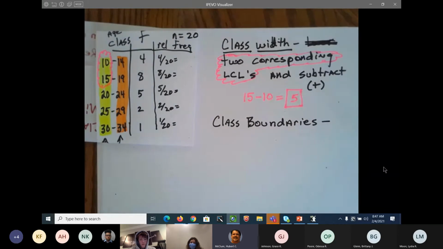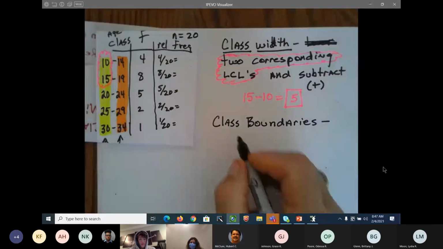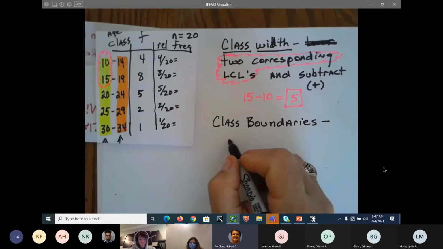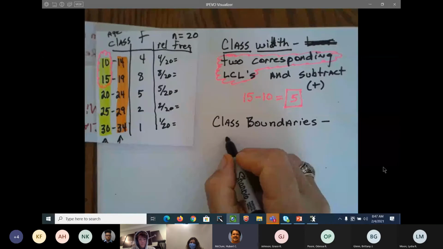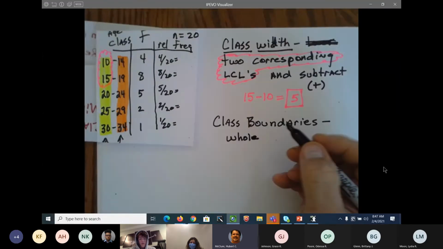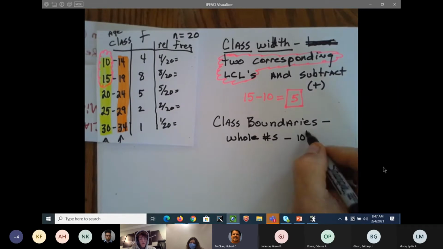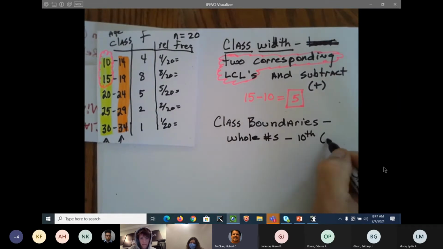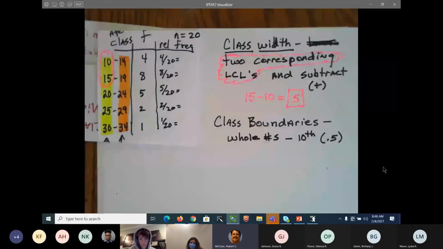Well, first of all, you have a guide to go by. If you have whole numbers with your lower and upper class limits, your class boundary is going to be to the 10th, and it's usually going to be 0.5 added to your number. Now, this is a pattern, so you need to make sure you understand the pattern, because I'm not going to write down every single one of them, because that would cover to infinity, and I'm not going to do that.